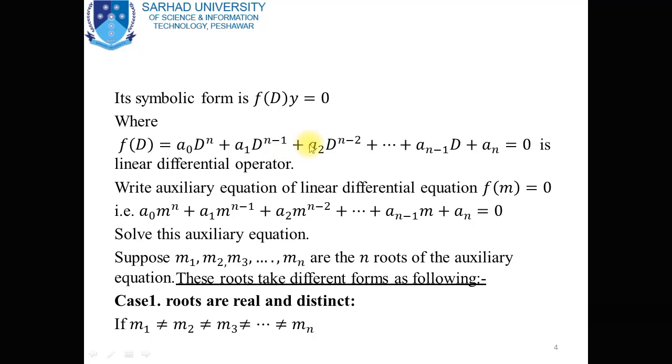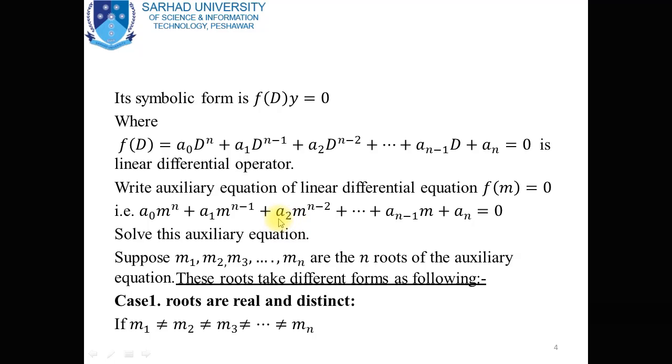So now this equation can be written in this form: a0 mⁿ plus a1 mⁿ⁻¹ plus a2 mⁿ⁻² plus and so on, plus an-1 m plus an is equal to 0. Now to solve this auxiliary equation, dear students, you see over here this m is the root of this equation. So suppose m1, m2, m3 up to mn are the n roots of this auxiliary equation.